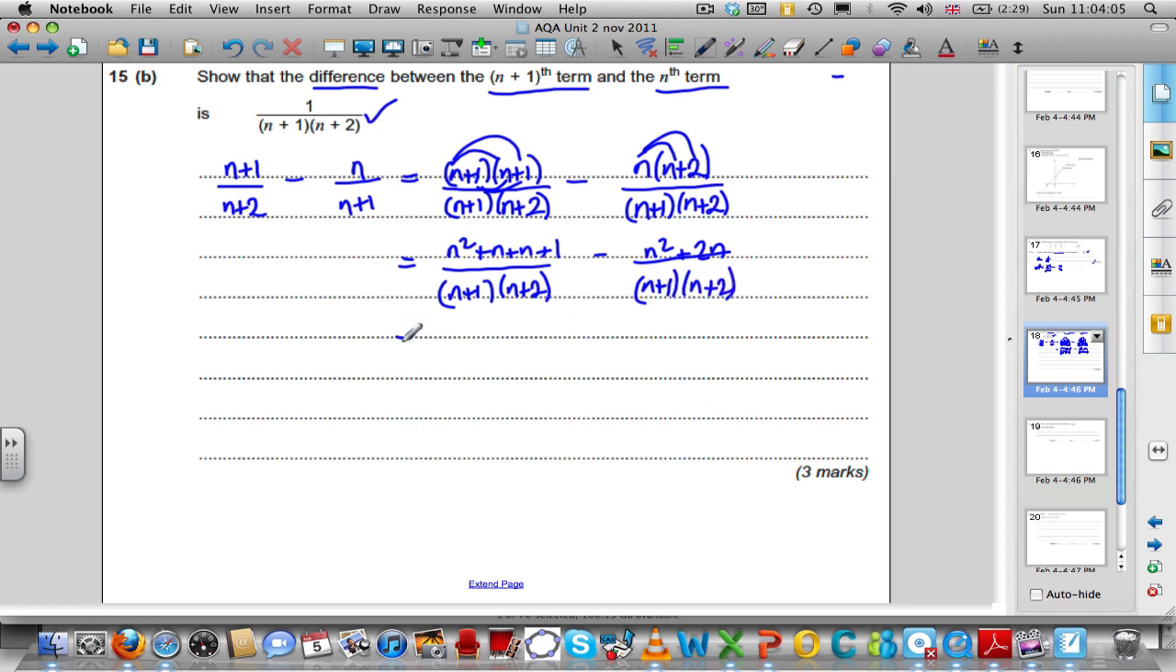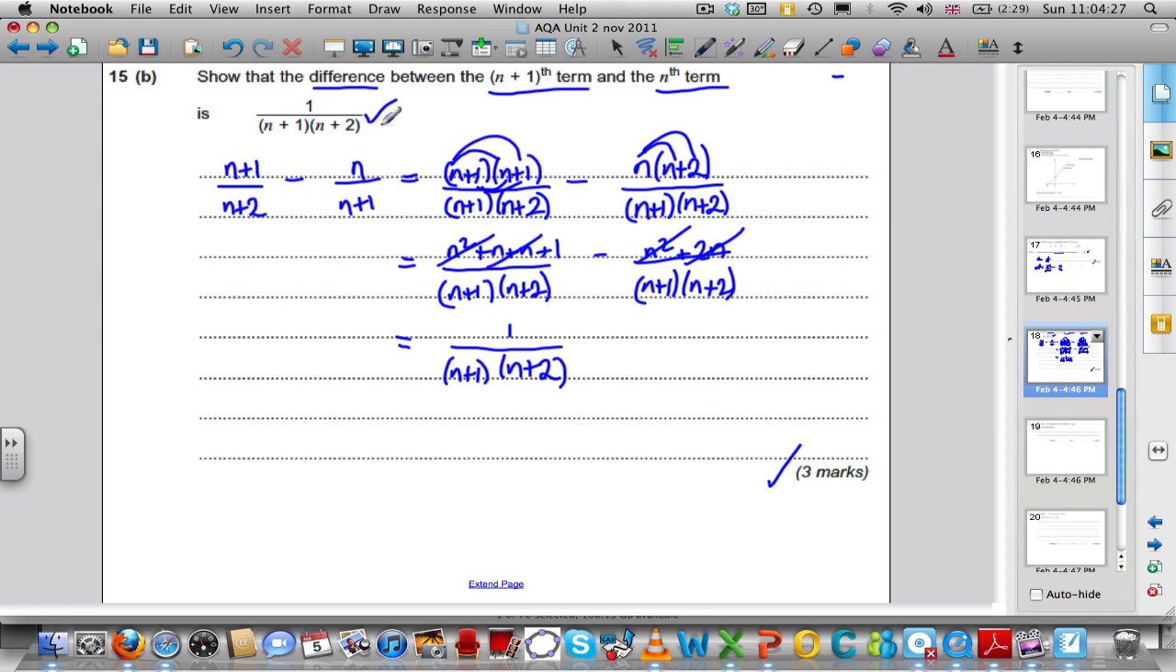Okay, now we're going to do the takeaway. N squared, take away n squared, well that cancels. This here is actually 2n. 2n, take away 2n, well they cancel. And 1 take away nothing is just 1. So we're left with 1 over the common denominator of n plus 1, n plus 2.